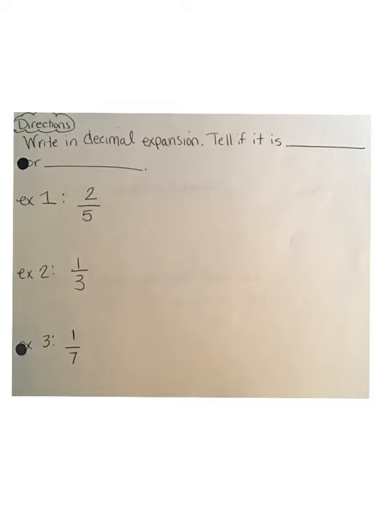Okay, here are a few. If you want to try them on your own and then come back and see if you got them right, that's fine. Or you can just follow along with me. You're going to write in decimal expansion, and then you're going to tell if it's terminating or repeating. And on homework and stuff, you can just say T or R. That's fine. You don't have to write out the whole word.